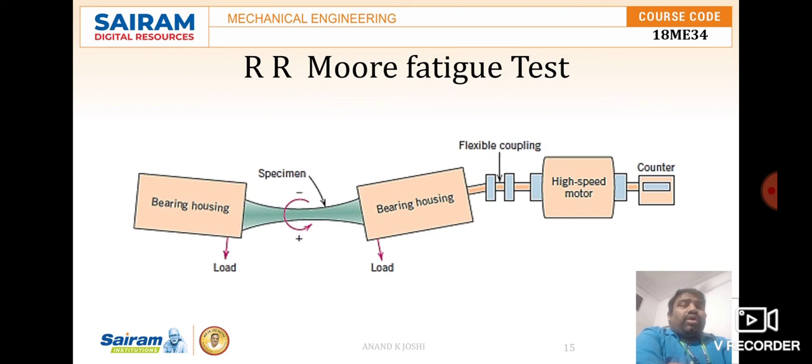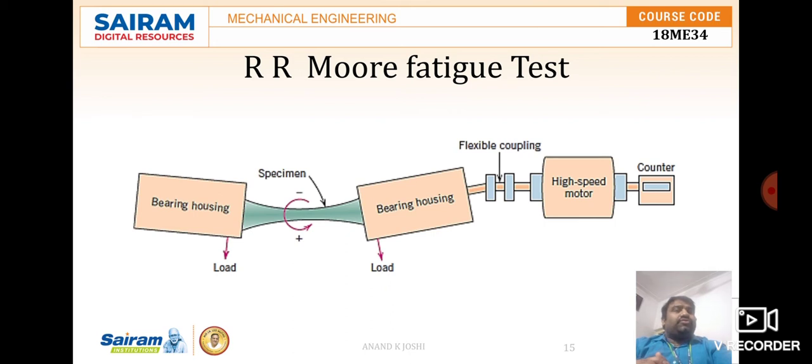So how does it work? This fatigue test can be carried out in a number of ways depending upon the type of load used. This machine consists of a bearing housing, and the specimen is placed here. Bearing housings are on both sides, and a load is applied here. This is the flexible coupling, this is the high speed motor which rotates the specimen, and this is the counter. So let us discuss how it works.